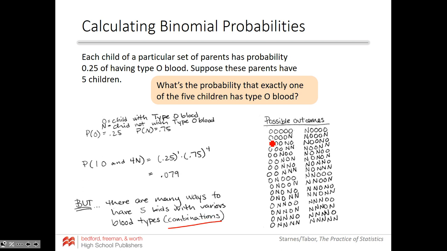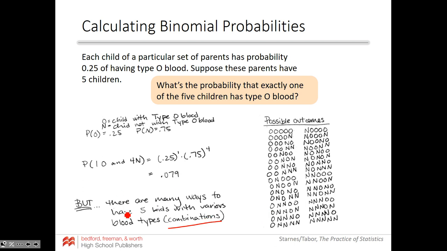Or you can have this order of kids. So all of these, think of these as specific orders, you know? So like this one, for example, right here. My first kid had type O blood, my second and my third did not. My fourth one did have type O blood, and then my fifth one did not, right? So that's essentially what that means, okay?